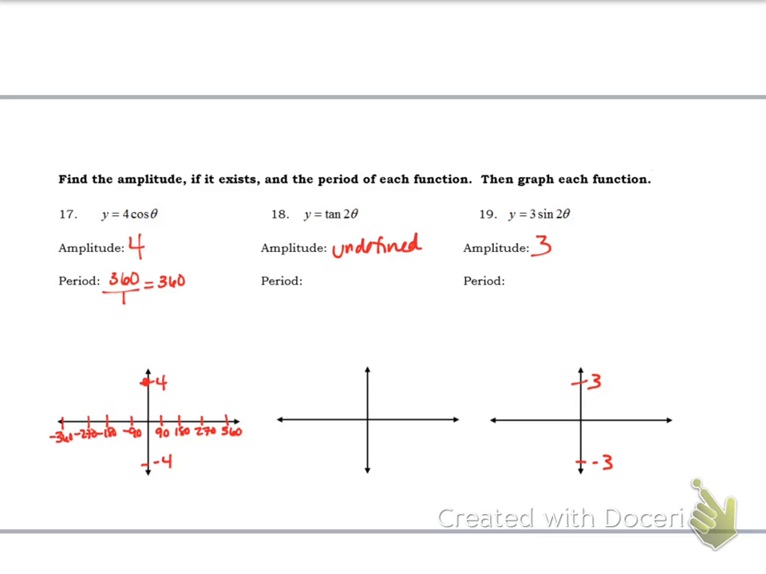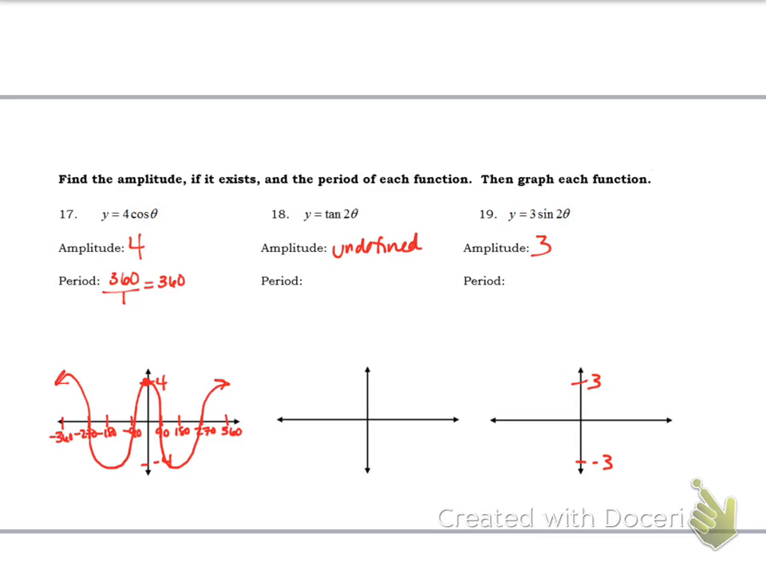That's like skipping 0, so my next one I have to hit is 90, and then I keep going up and down, and we keep skipping one. So I hit and skip. Try to make sure it goes up pretty close to hitting those 4 values there, so that you're showing the amplitude is at 4 and negative 4.